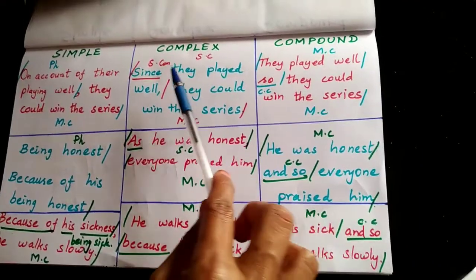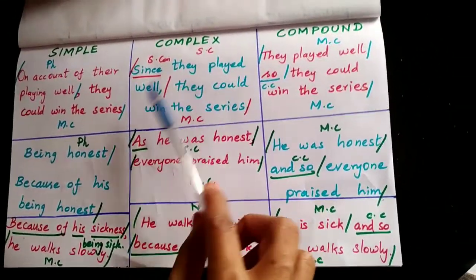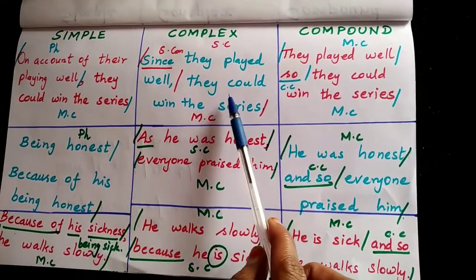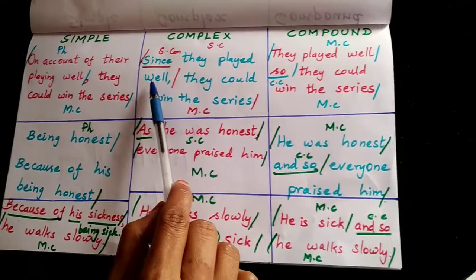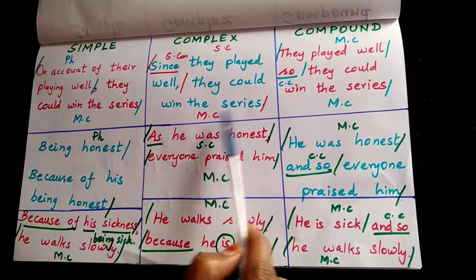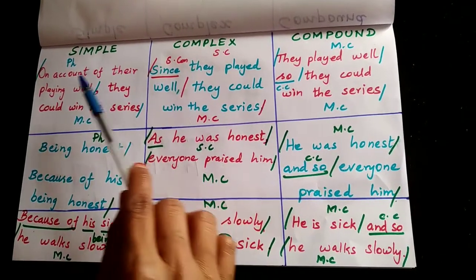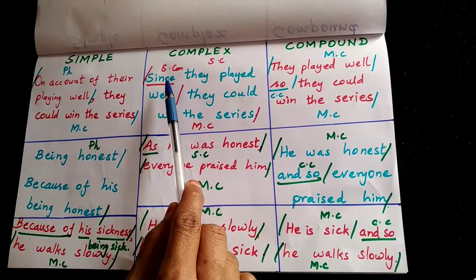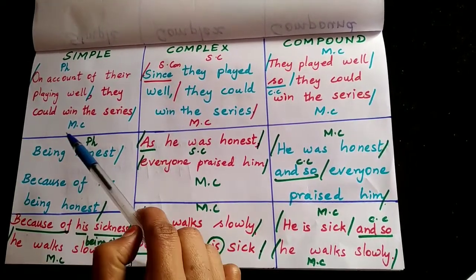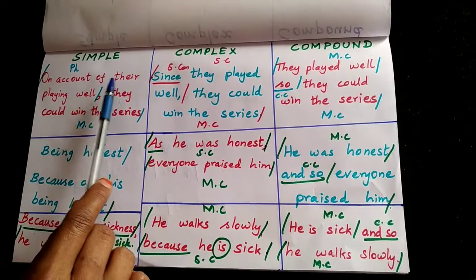First, let us go from the complex sentence. For example, since they played well, they could win the series. Since they played well is the subordinate clause. They could win the series is the main clause. We are changing this subordinate clause into the phrase. As it is the reason, we choose this rule and go with the preposition on account of. What is PP here?